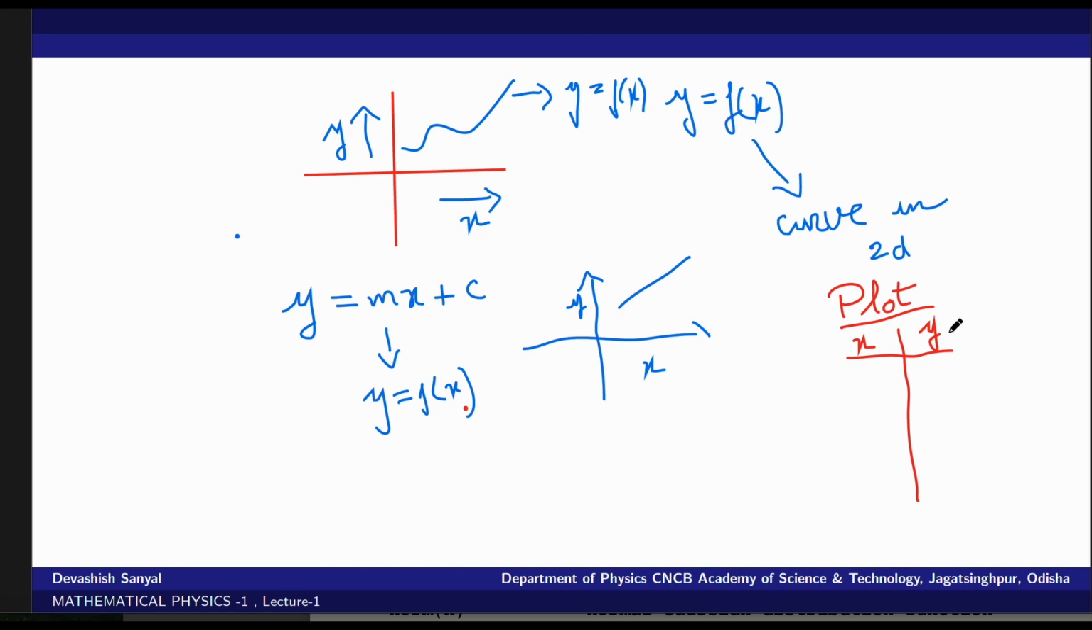You fix x, and corresponding to that you find the y from this relation. Similarly, you go to another x and find the corresponding y. You go to another x, find the corresponding y. You keep on doing this and you get a series of points.